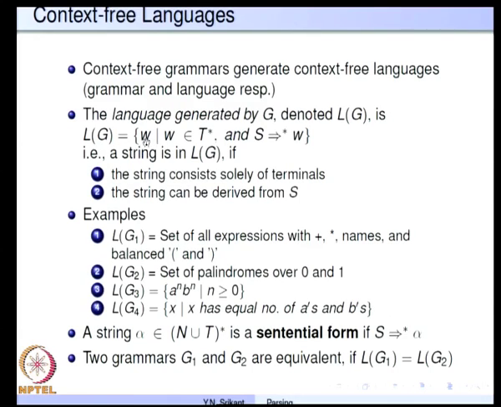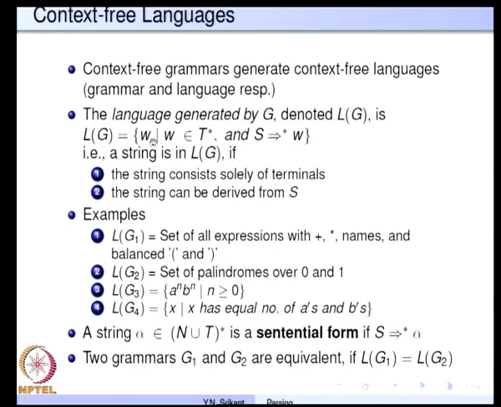This is a set of strings W. W is a set of strings, so it has no non-terminals in it. T is the set of terminals, and T star is its closure. So, W is in that closure T star. That means it is a string of terminal symbols, and we just described the derivation process. So, S derives W, where S is the start symbol.